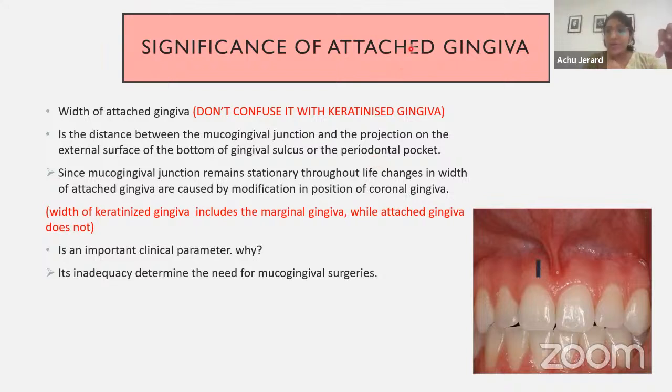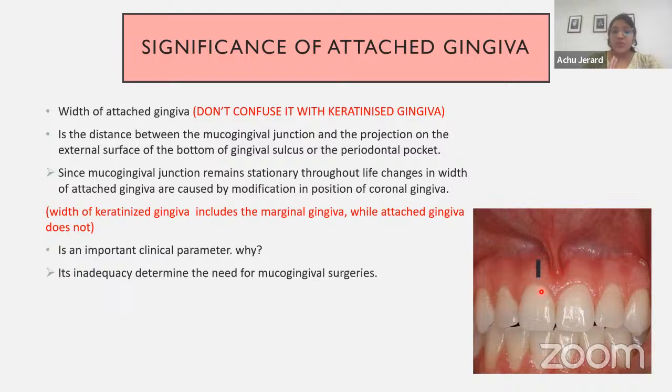It does not include the marginal gingiva. So the keratinized gingiva is different from attached gingiva. Here in this picture, you can see a black line, right? This is attached gingiva, whereas ahead of it, there is about 1 to 2 mm, or 1 mm, of marginal gingiva which is present. So the keratinized gingiva also includes the marginal gingiva, whereas attached gingiva does not include marginal gingiva, but it is a keratinized gingiva. I hope you understood.